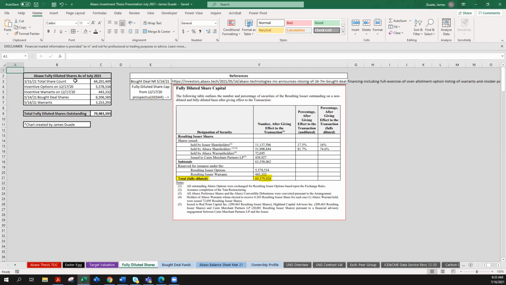But effectively, if you add in the total share count from the March CEDAR filing, incentive options that have occurred since December 17th, new bought deal shares, new bought deal warrants, and I'm assuming that all these bought deal warrants are exercised, which is not a given. And the bought deal warrants are at $5.10 Canadian. That would give you a total of 79.983. So you can effectively round it to just call it 80 million shares. That's how I see the total fully diluted share outstanding count.